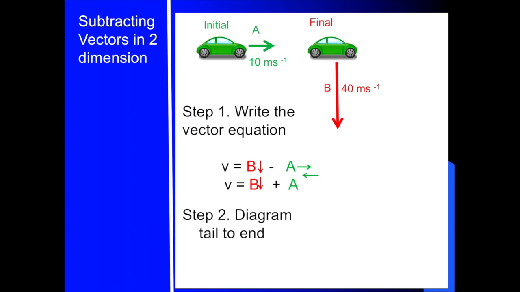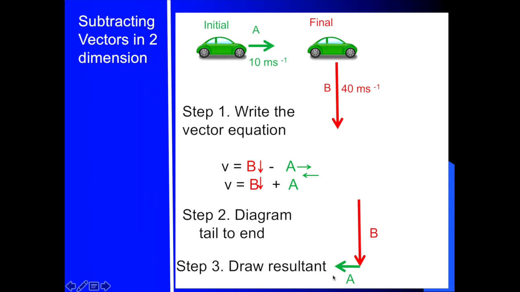The next step is to draw the diagram from tail to end. So here we have the scenario B vector touching the tail of the A vector. Step 3 is to draw the resultant, which is right here, and that resultant will be our change in velocity. The last step is just to solve. So remember that 40 meters per second is the value for this vector. We have 10 meters per second, the value for your A vector, and all you have to do is solve. When you solve for this, you get r squared equals 40 squared plus 10 squared, and when you solve it all down, you should get 41.23 meters per second.